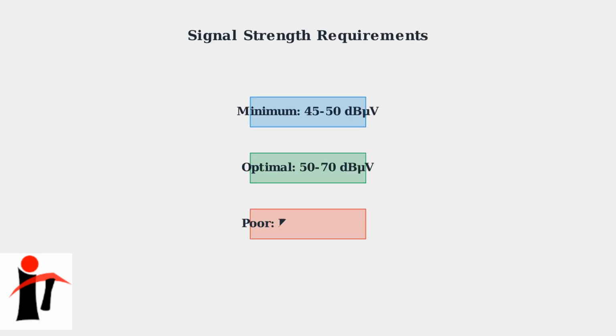TV signals are transmitted from broadcast towers to your aerial, then processed by your YouView box before reaching your television. YouView boxes require a minimum signal strength of 45 to 50 dBmV for reliable reception. Signal quality, measured in decibels, is often more important than raw signal strength. Let's look at what these numbers mean.